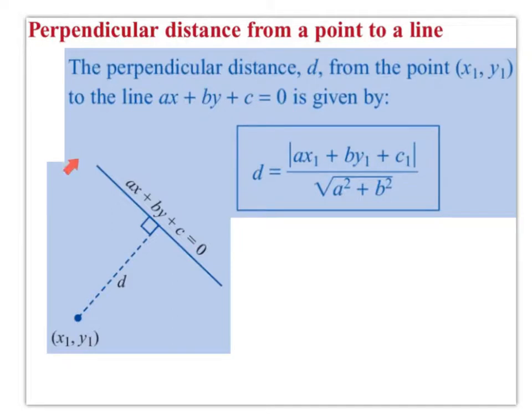So we see this is the line ax plus by plus c is equal to 0. This is the point x1, y1, and this is the perpendicular distance. So D stands for the perpendicular distance. So this is the formula we use, and in order to use it we need the point and we need the equation of the line, and this gives us the perpendicular distance from the point to the line.